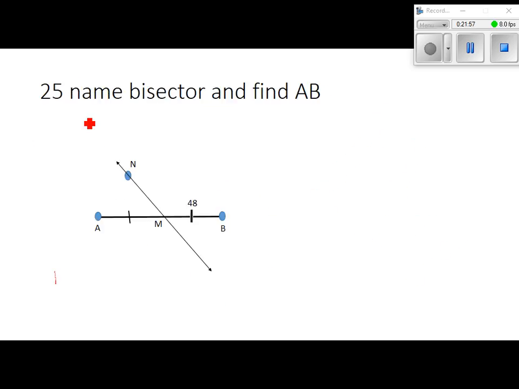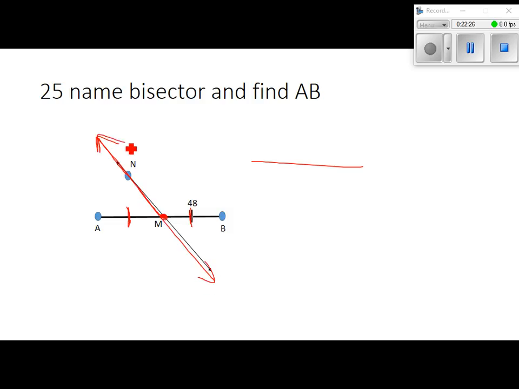25, name the bisector and find segment AB. When you're naming the bisector, the first blank on this one, you could name it with just this point right here because that point bisects it. These 2 tick marks again tell us that they're equal to each other. Could just name it point whatever that is, or you could name it as a ray coming out like that with the 2 letters, or you could name it as the whole line.